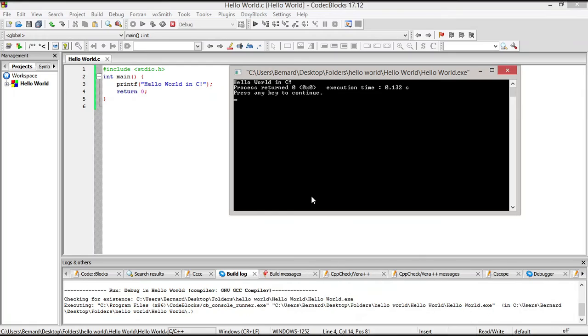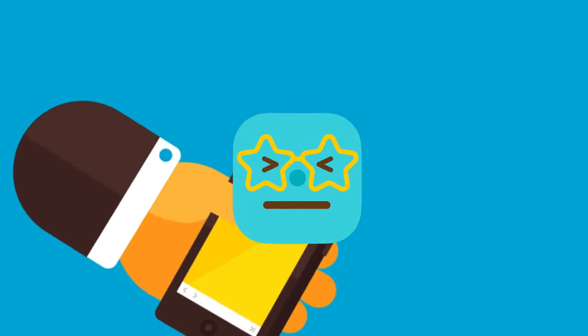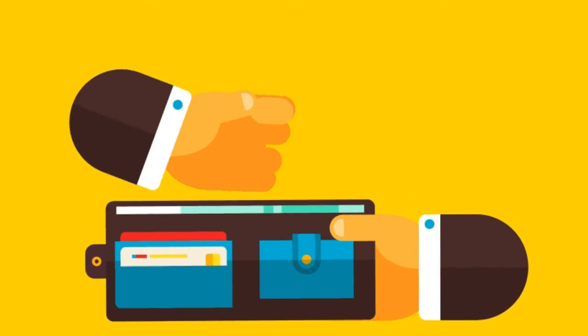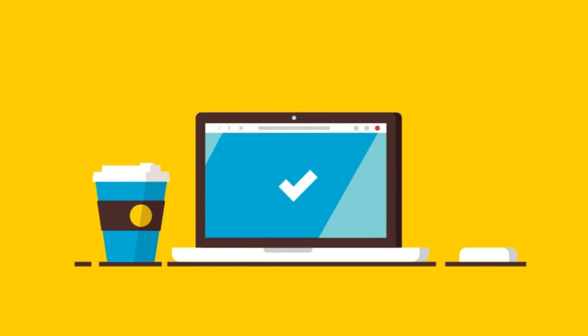Let's move on to C++. C++ is a general-purpose programming language. It is created to be an extension to the C programming language. It is used to create a variety of programs like games, browsers, and banking applications. Let's move on to programming in C++.